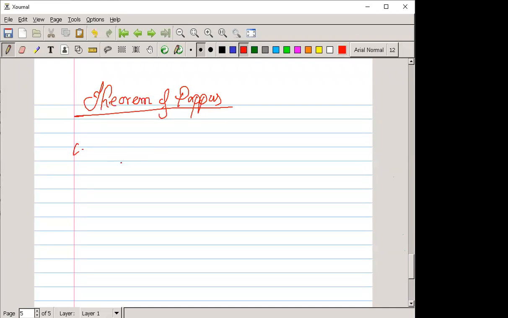Suppose you have any axis and any line element is there. Sorry, anyone have any question? Please mute yourself. Similarly, suppose there is another axis and another 2D figure. So the theorem is like that.